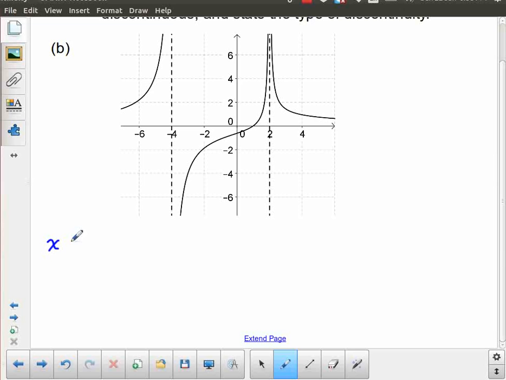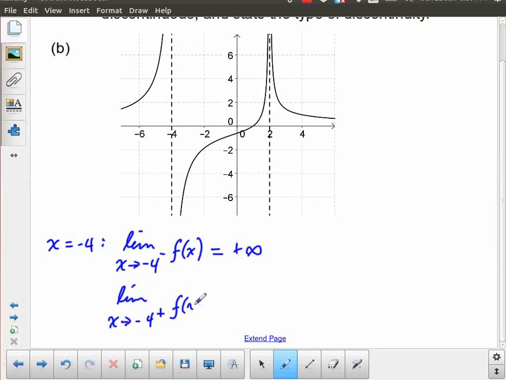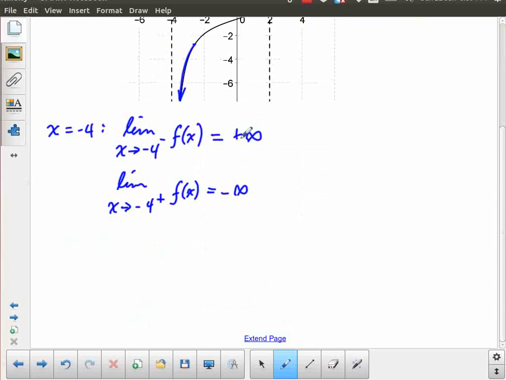Let's start off looking at x equal -4. We'll take the limit as x approaches -4 from below of f of x. And what is that equal to? Starting from below, to the left of -4, I'm going up and up and up, so that is equal to positive infinity. Then I take the limit as x approaches -4 from above of f of x. Now I'm going to be tracing down along this way. That is negative infinity.